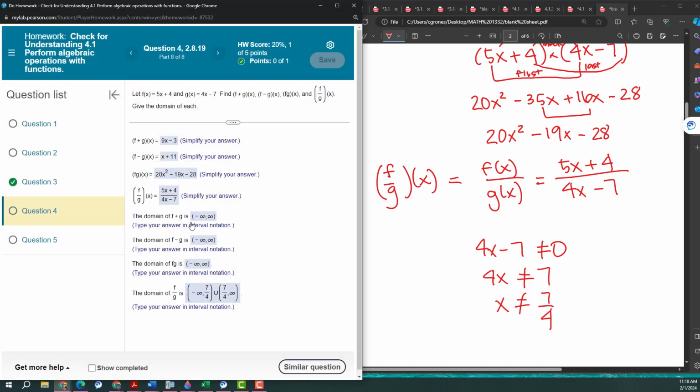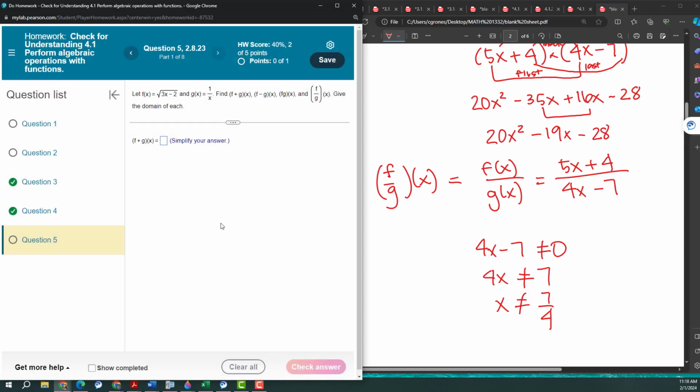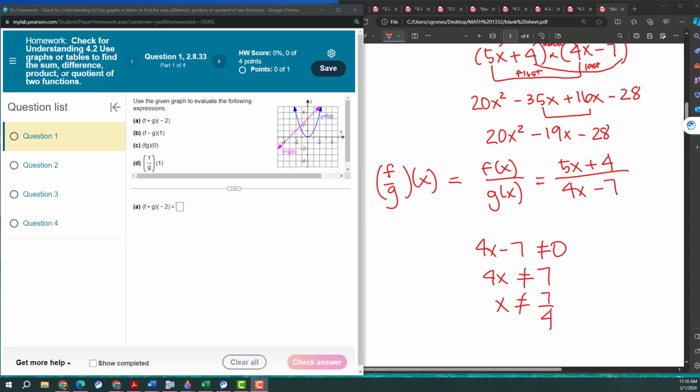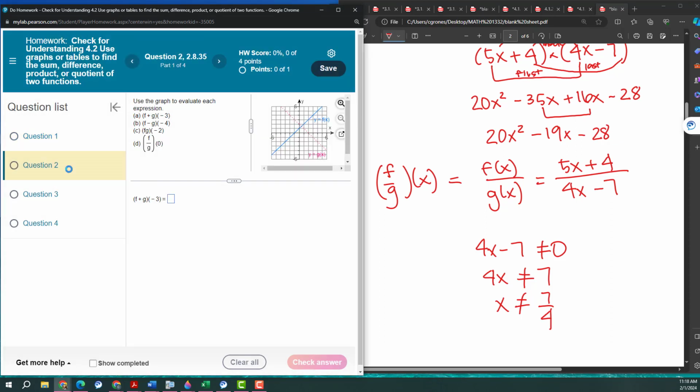All right. So this one is kind of long. That one is on the test. All right, and I'm not going to look at this one. All right, for 4.2, this one is super short. Let's look at number 2. It says to use the graph to evaluate each expression. So now we're going to be doing what we just did in that previous problem, but now we have a value for x.